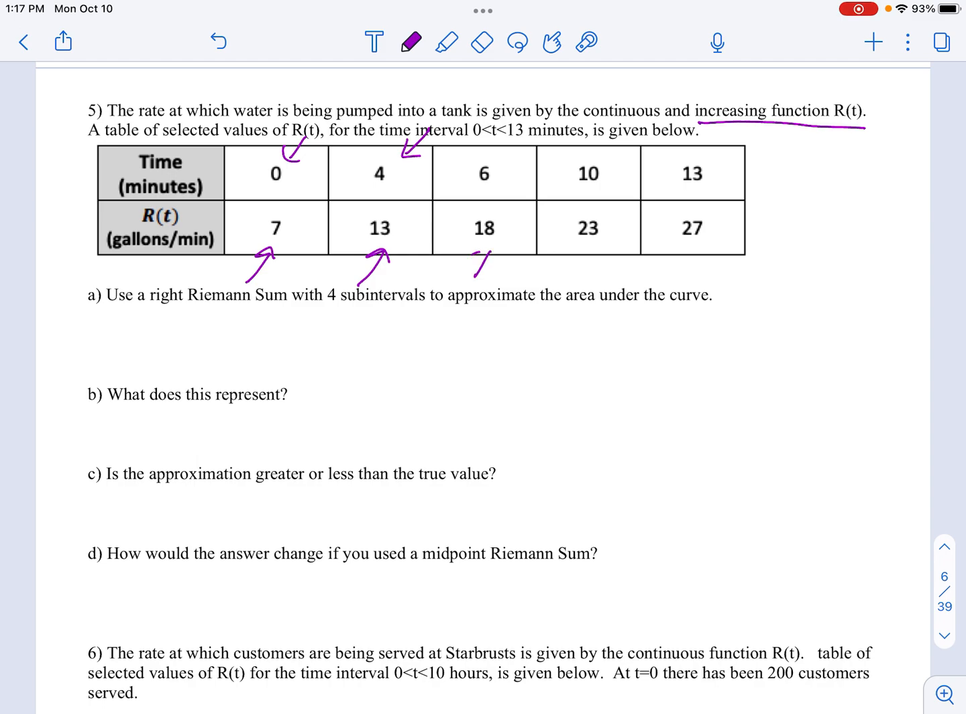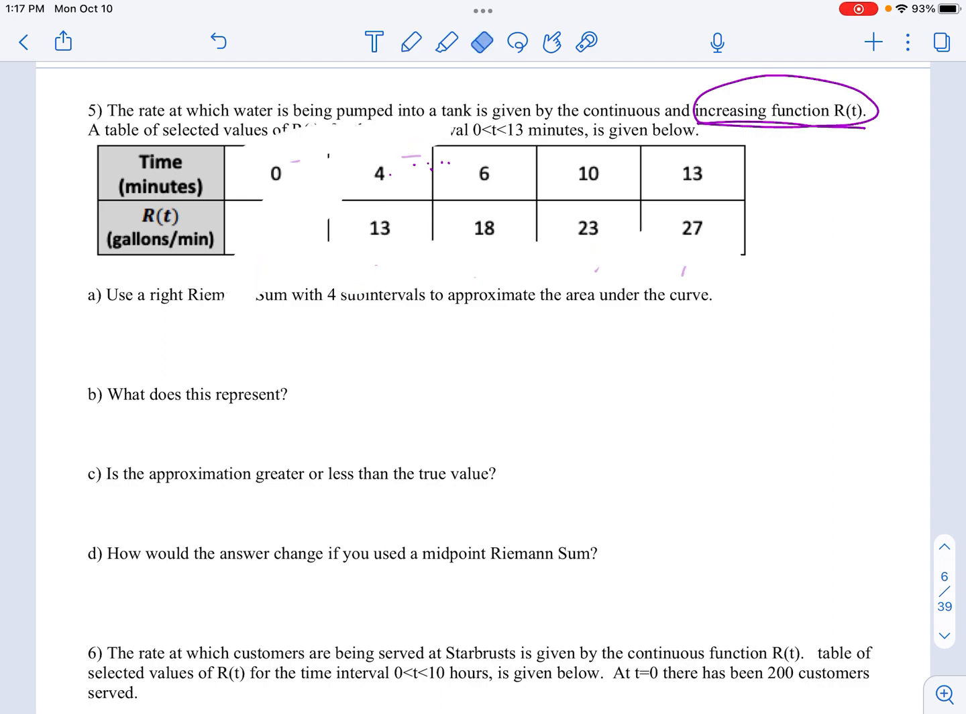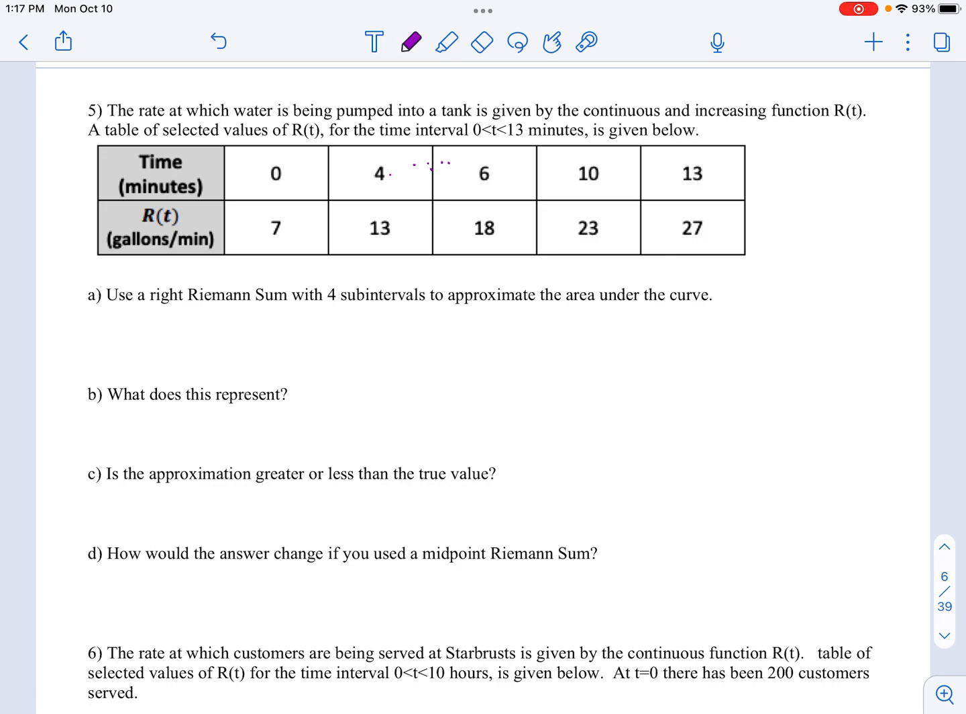per minute. So as you can see, water is getting pumped in at a faster and faster rate, and it's saying the entire function is increasing. So even though we don't know what happens between, let's say, 4 and 6, the numbers are still getting bigger for that rate. Okay, so the first question says, let's use a right-hand Riemann sum.